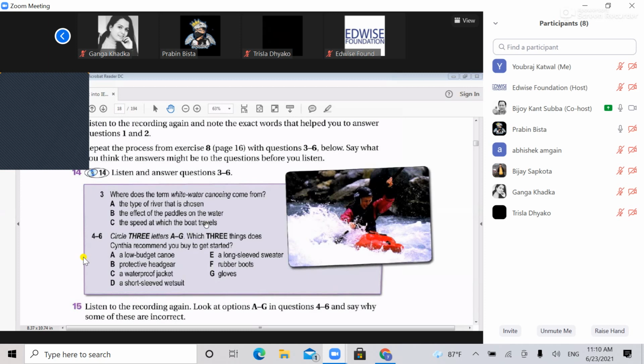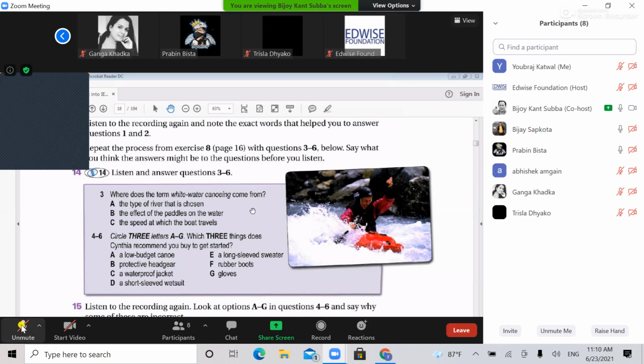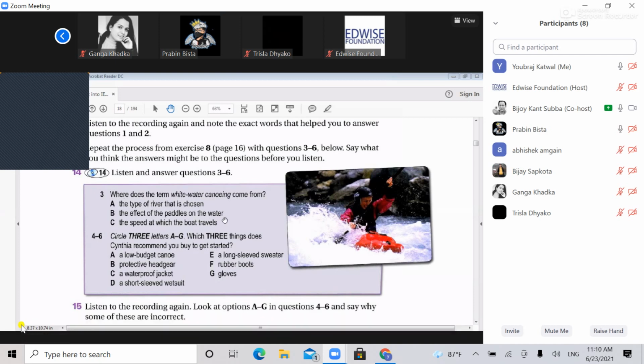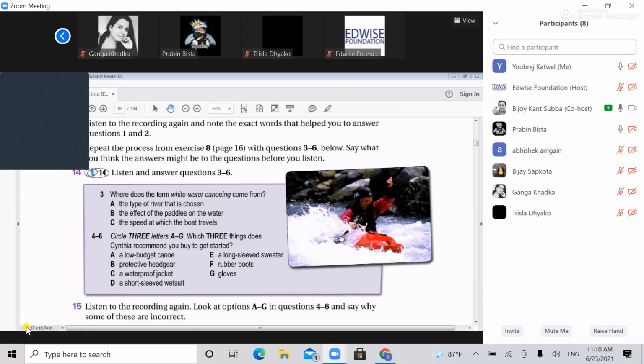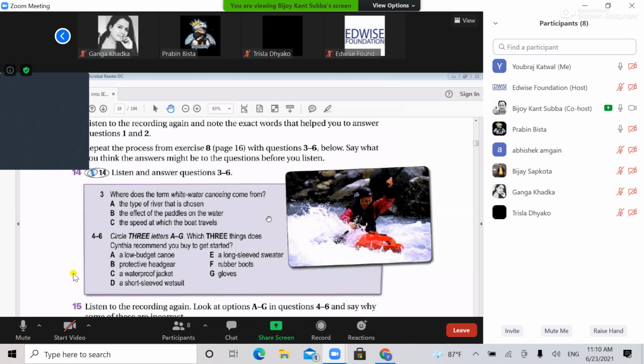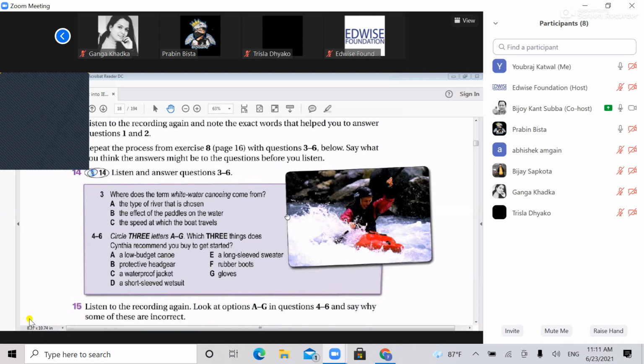So what can be chosen here? Which answer can be chosen? B. B, the effect of the paddles on the water when you're paddling. Paddles, the noun: these are the paddles with which this woman is paddling. And if paddles as a verb, paddle. Yeah, paddling. So look at it, in the English language, a lot of verbs are derived from nouns. Okay, now let's look at the next one.